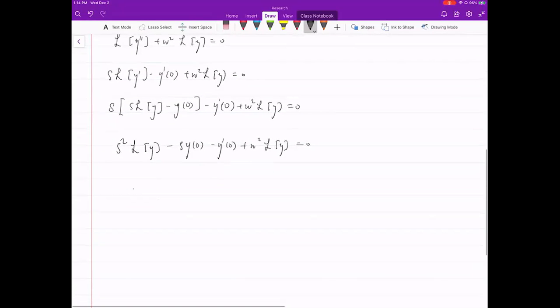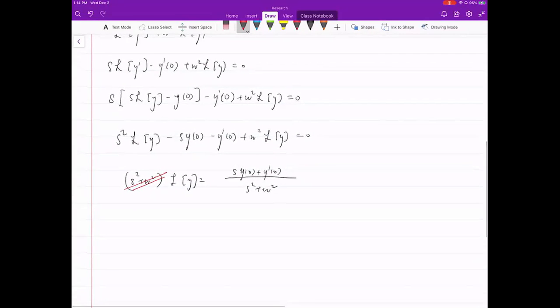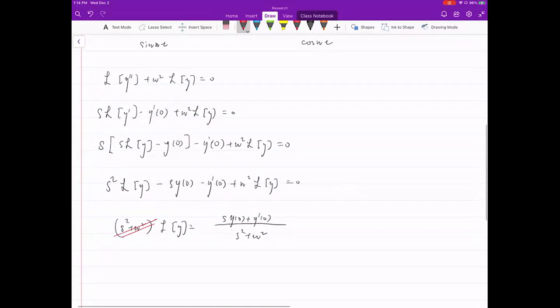So finally, s squared plus omega squared times Ly equals s y0 plus y prime 0, and we divide to the other side, so Ly equals s y0 plus y prime 0 divided by s squared plus omega squared. Okay, that's the process we did before for sine. Now you can see this one also works for cosine. The only difference is you plug in a different y0 and y prime 0.